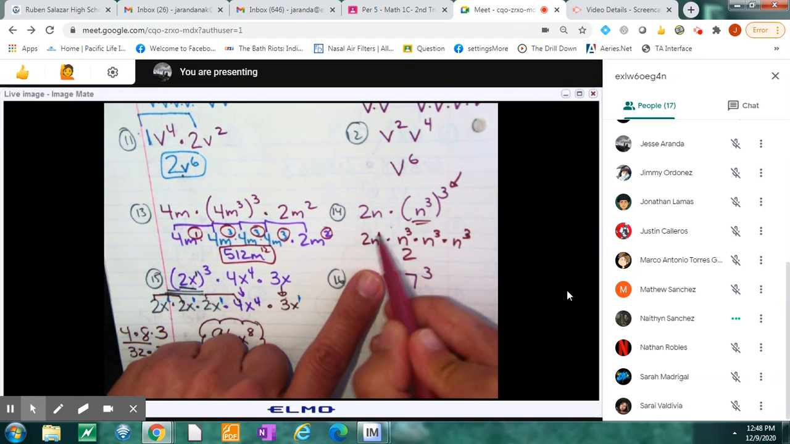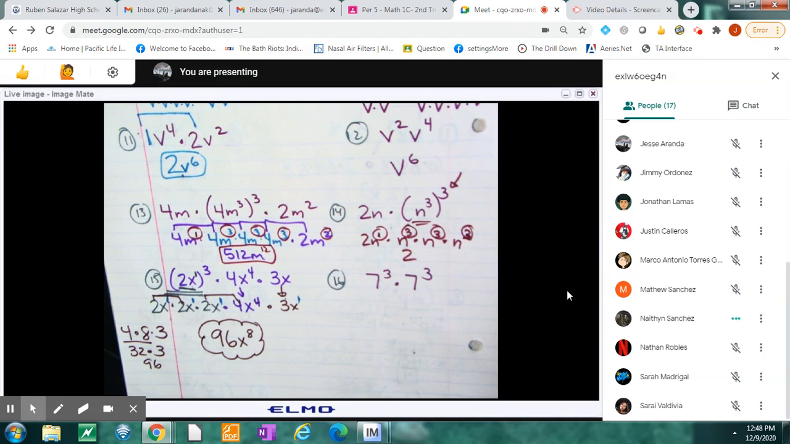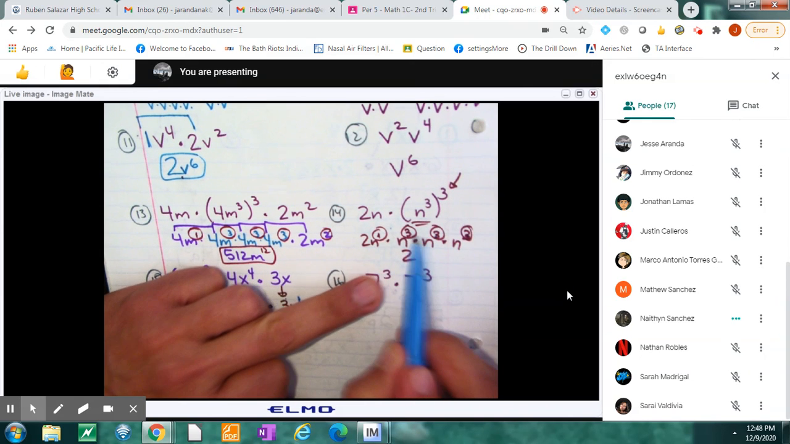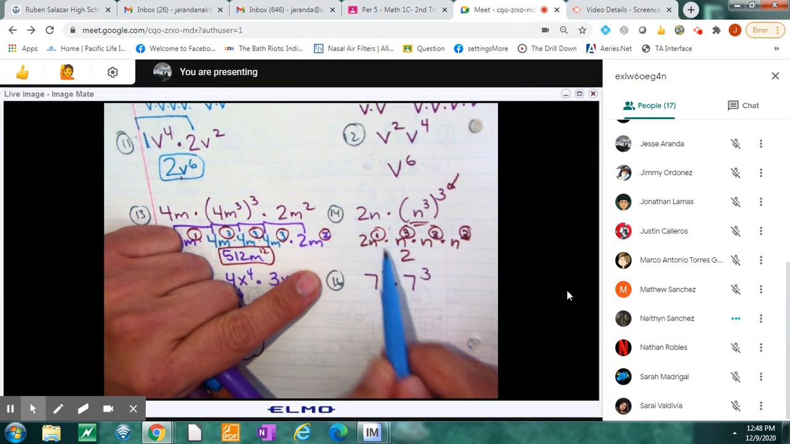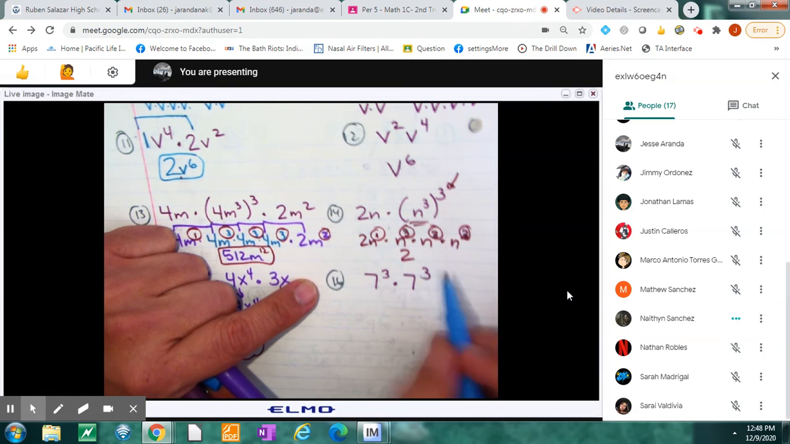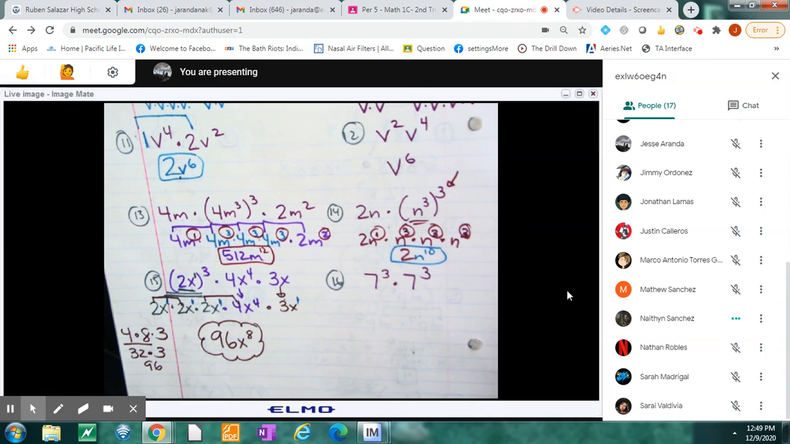So how many n's altogether? I got 3, 3, 3, and 1. How many n's? 10. Very good. So I'm going to write n to the power of 10. See, that's it.